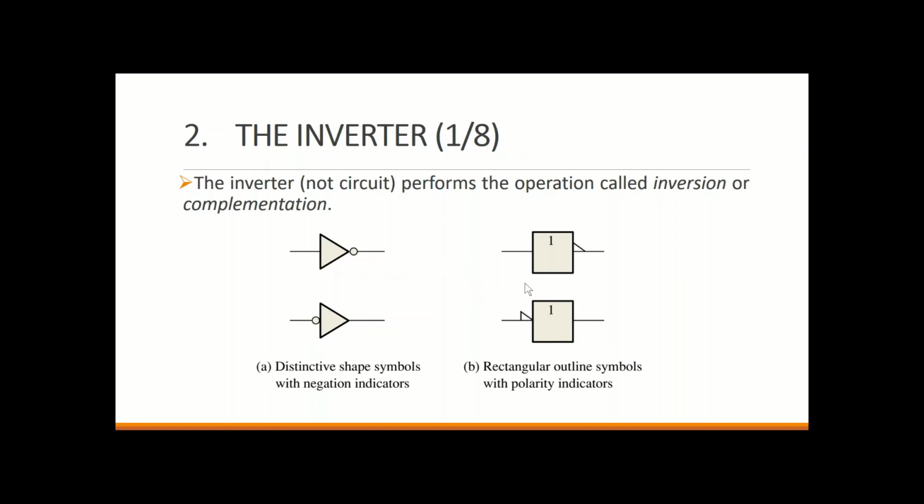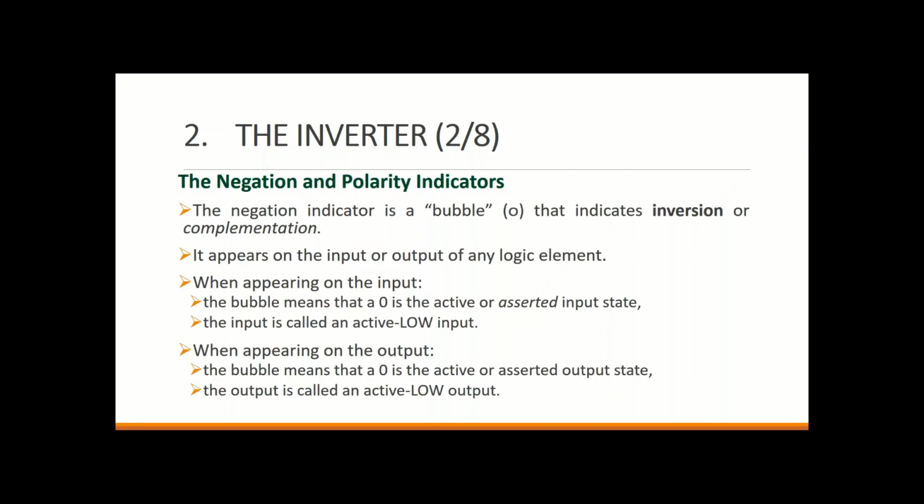Now we have another symbol that represents the NOT gate. You may find it in other books that you refer to while reading about logic circuits. This is a rectangular shape with a triangle at the output or at the input, which refers to the negation process, and we have 1 here referring to a NOT gate with 1 input. The NOT gate accepts only 1 input and produces only 1 output, and that's it for the negation.